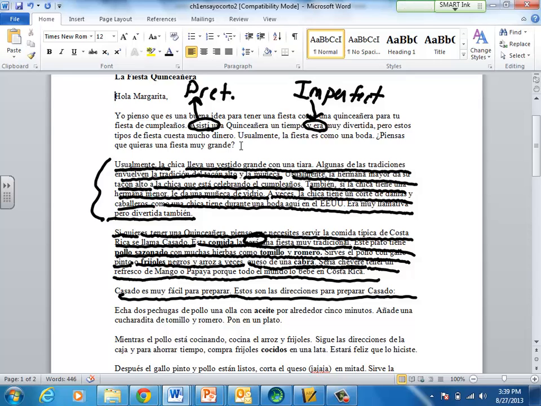These are the directions to prepare casado. I'm going to use a different pen so it doesn't cover up the words. Throw, this is a positive tú command. Throw. Positive tú command.